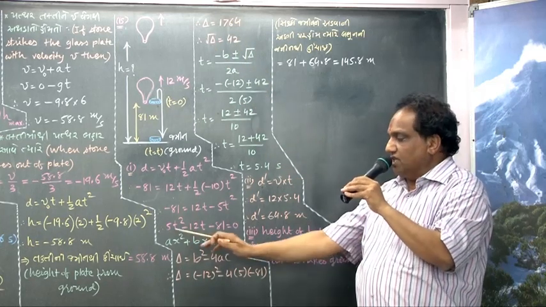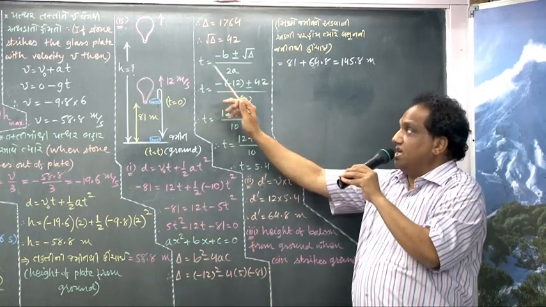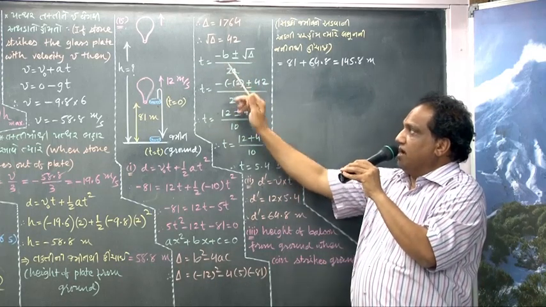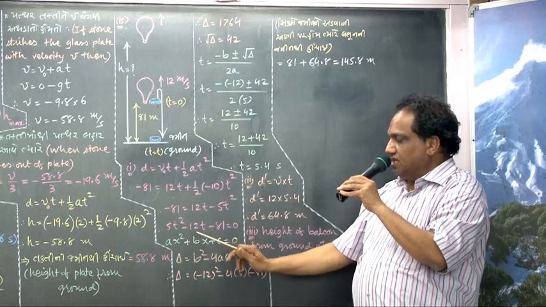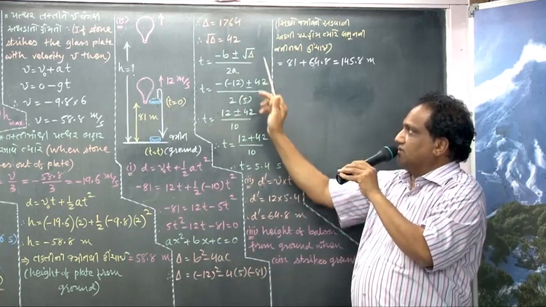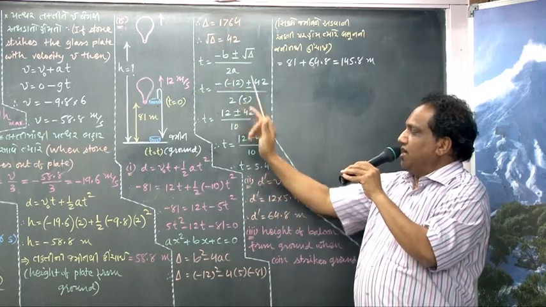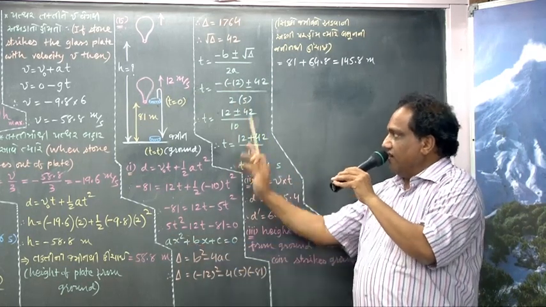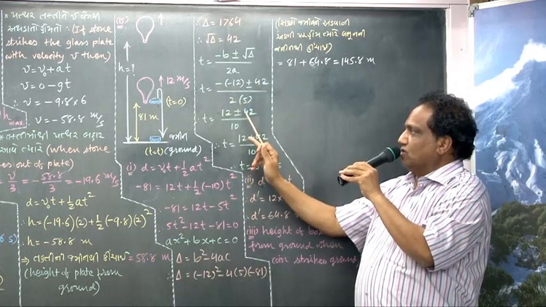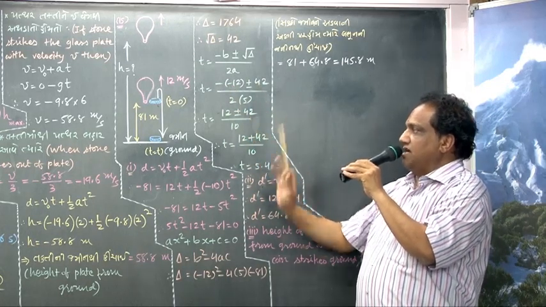Which are the two solutions of this quadratic equation? t equals minus b plus or minus root delta upon 2a. Minus b is how much? b is how much? Then plus or minus root delta is how much? Upon 2 into a, a is 5. Simplify. Minus minus plus, 12 plus or minus 42, upon 5 twos are 10.